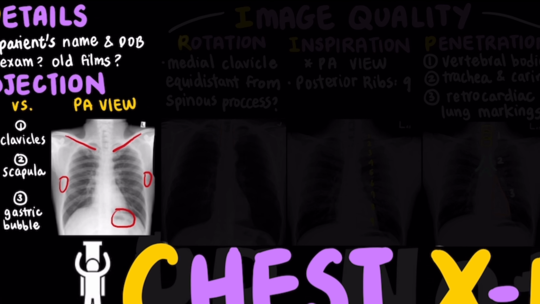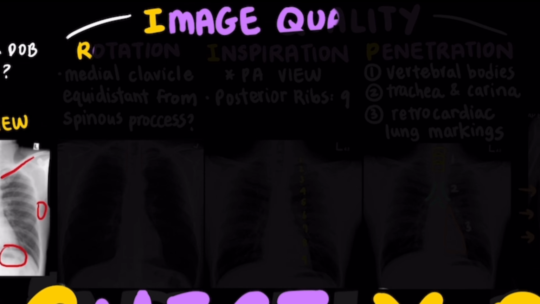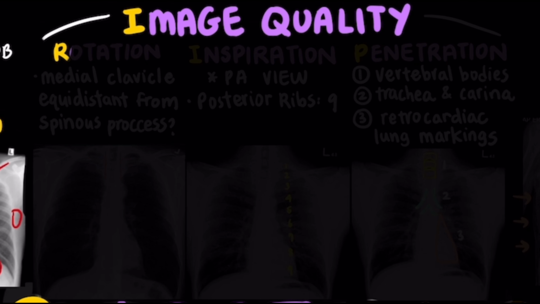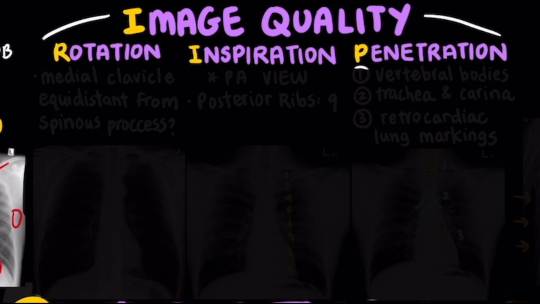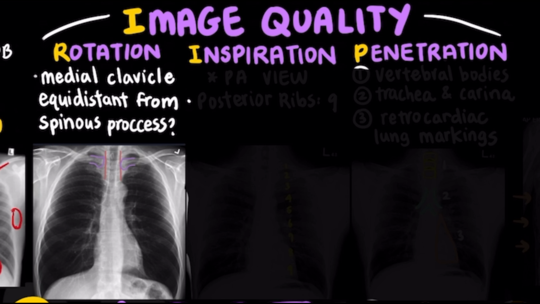Next, R stands for rotation and the overall image quality. We need to make sure the image itself is reliable. There are three things we always look for: rotation, inspiration, and penetration. First, rotation. Check if the medial ends of the clavicles are evenly spaced from the spinous processes. If they're not symmetrical, the patient might be rotated, which can throw off your assessment of the heart and mediastinum.